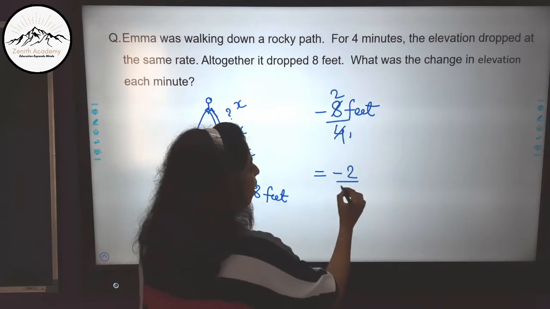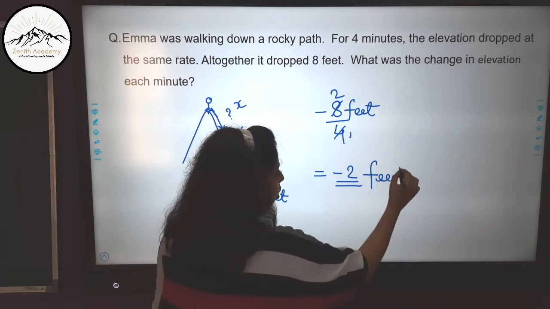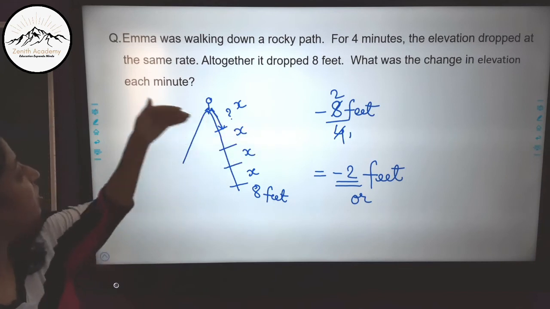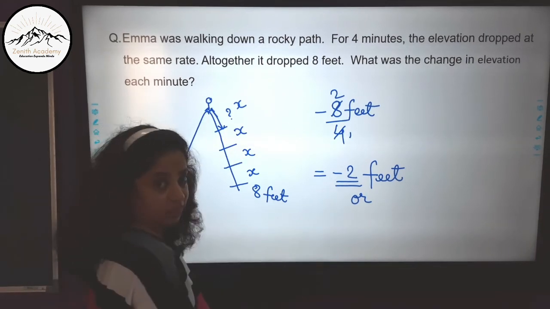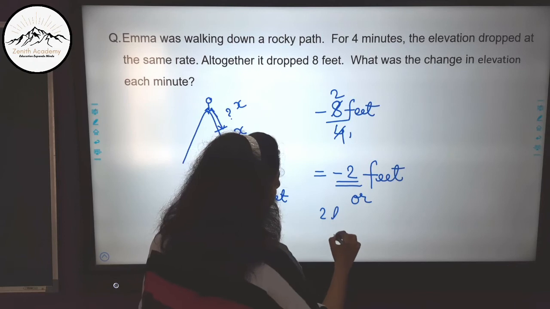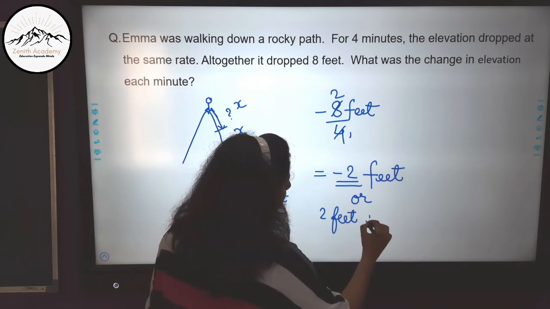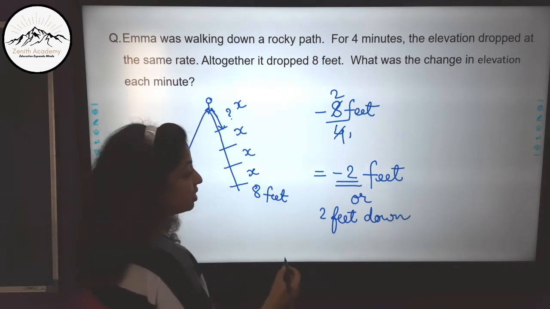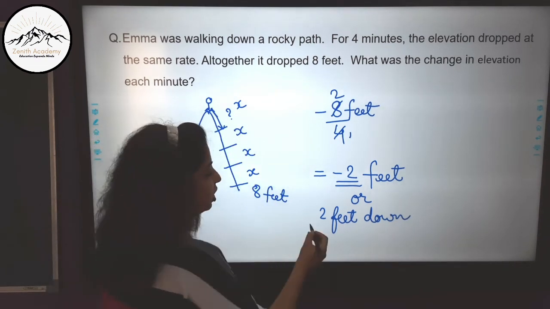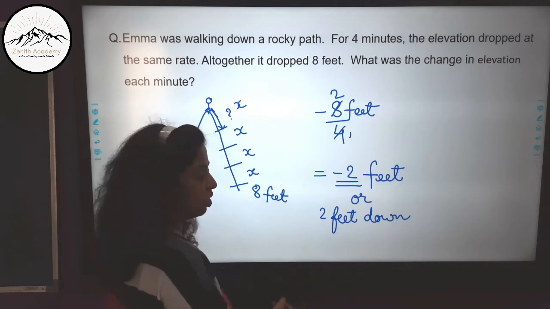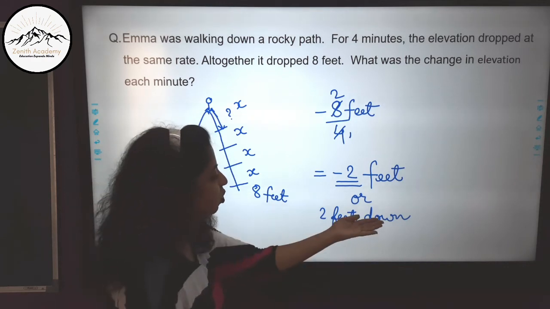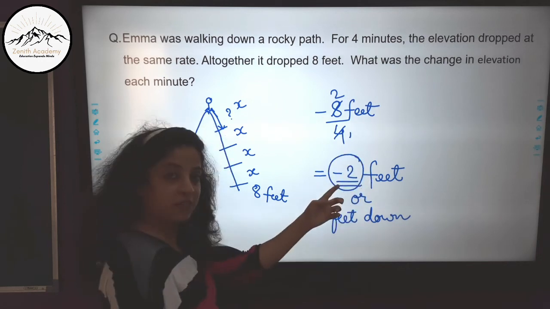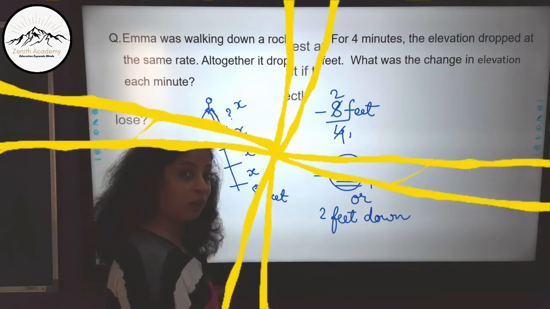So it will be minus 2 feet, or if you want to say, you can say that the change in elevation each minute is 2 feet. So you can say 2 feet down, or you can say the decrease in elevation is 2 feet. Okay, so either you say these words, decrease in elevation or 2 feet down, or directly mention it with a negative sign to show that it is going down.